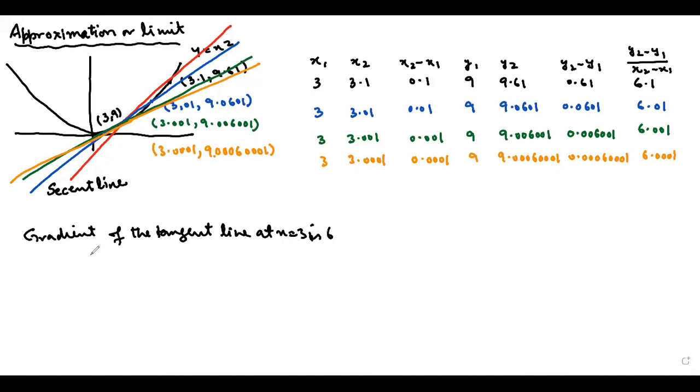Now we will verify this one with the help of differentiation. Here we have y is equal to x square, dy over dx is equal to 2x, and dy over dx at x is equal to 3 is equal to 2 into 3 is 6. Is this one verified?